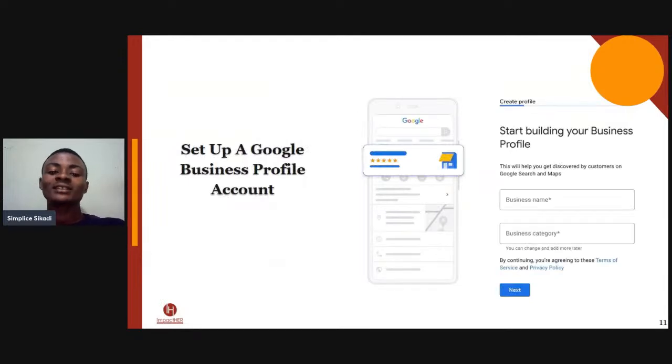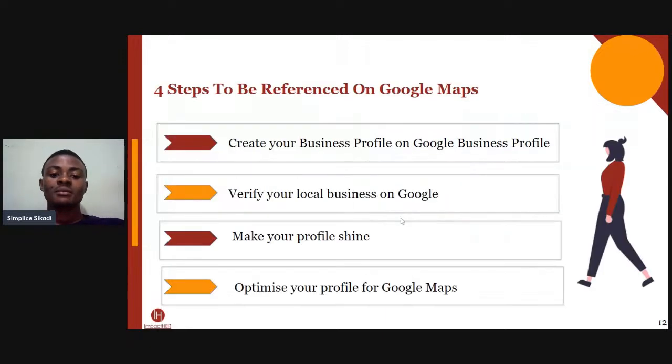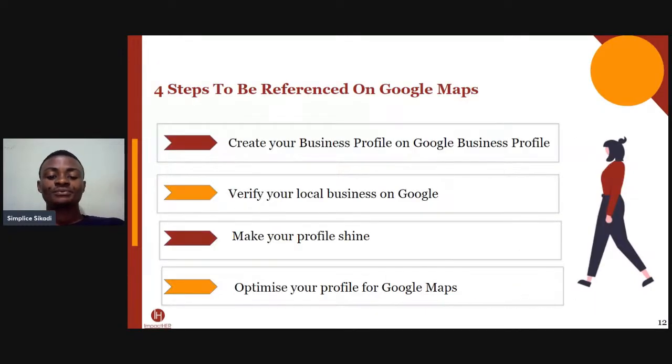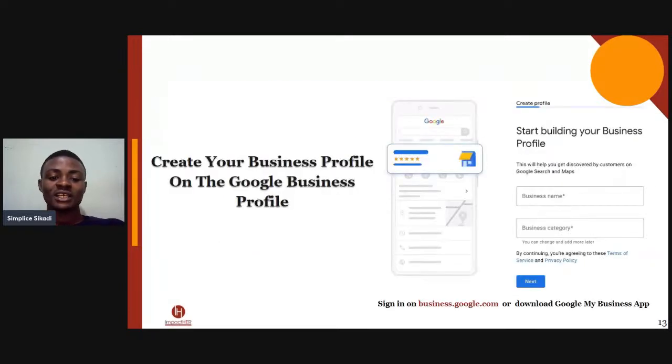So let's look at how to set up a Google My Business profile. How do you set up a Google My Business profile? So there are 4 steps. You have to create your business profile on Google My Business. Secondly, you have to verify your local business on Google. Thirdly, you have to make your profile shine. Lastly, you have to optimize your profile for Google Map. We're going to be looking at that.